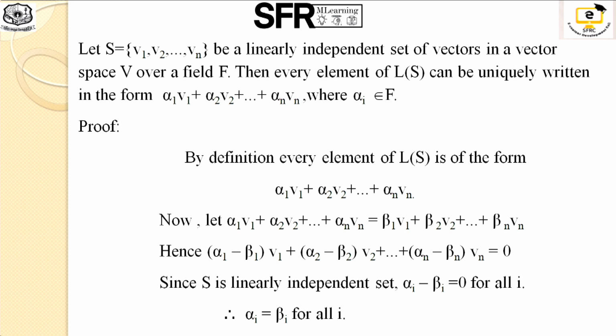So I am taking two linear combinations, with scalars alpha and scalars beta. Subtracting, we get alpha 1 minus beta 1, alpha 2 minus beta 2 and so on, alpha n minus beta n. Since S is linearly independent, all these scalars are 0, therefore alpha i minus beta i is 0. So alpha i equals beta i, and the uniqueness is proved here.